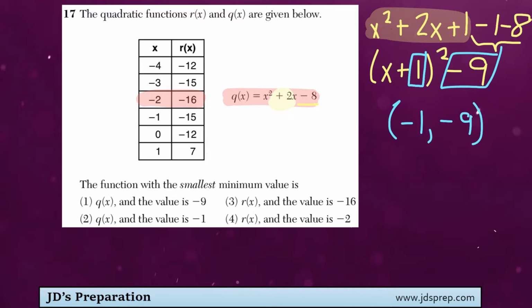Okay, so that means the minimum is at negative 9, which is obviously not as small as negative 16. So the solution here is that r of x has the smallest minimum value of negative 16.